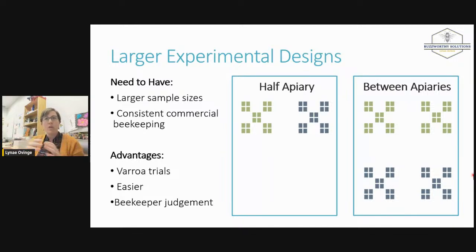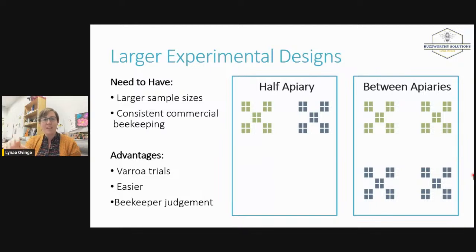And so if you're wanting to transition from that within-pallet design to these larger experimental designs, you need to have a few things. For one, you have to have larger sample sizes because we need to deal with the variability in a different way. So we need to have big sample sizes. We can't be doing this in just one apiary. And we have to have consistent commercial beekeeping. So what I mean by that is, when I did commercial beekeeping, I went to 8 yards a day. We did the exact same thing to all 8 of those yards. And there were 4 other crews doing the exact same thing. If that's the kind of way that your operation runs, then these designs will work well for you.